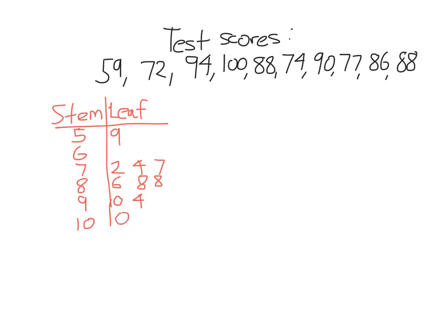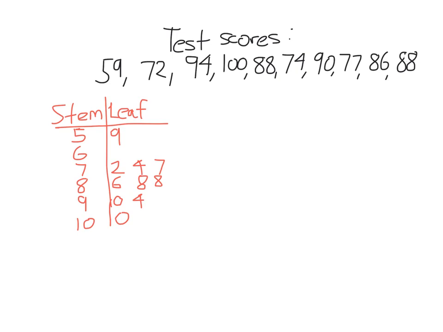Once again, I should check that the number of scores in my display is equal to the number of scores I started with. Both have 10, so I know I've done something right. So this is how you display data in a stem and leaf plot. It's pretty simple. Now, because this data is numerical, I can calculate statistics, not just display them.